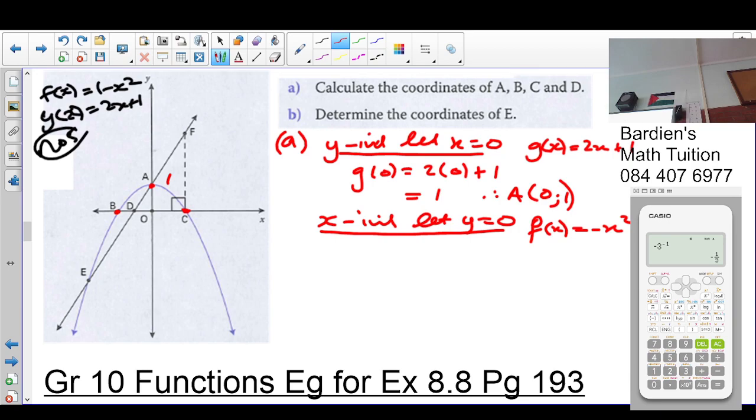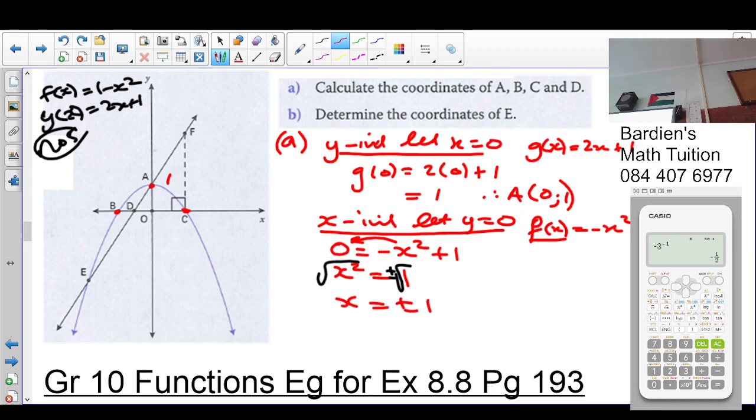So what we do, f of x is your y, not so? So 0 is equal to minus x squared plus 1. Take it over the equal sign. x squared is equal to 1. What do I do now? Square root. If I introduce square root, what must I not forget? Plus minus. So x is equal to plus minus 1.